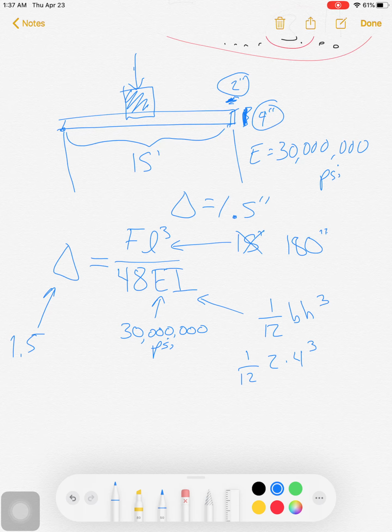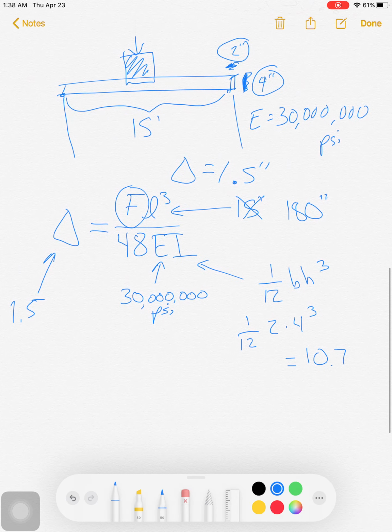And I got 10.7. All right, now we know all of our values except for force, and that's what we're trying to find. So we're going to go ahead and rearrange our equation. I'm going to multiply both sides times 48 EI. So delta times 48 EI equals force length cubed.